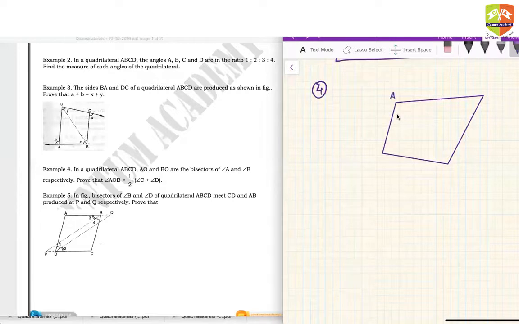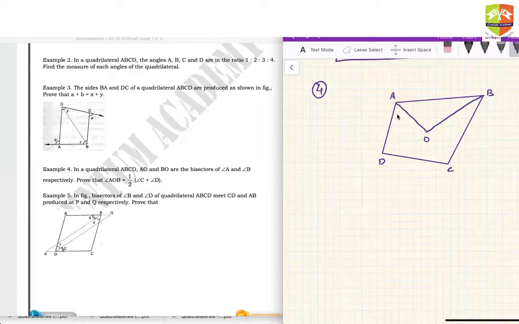Now they're saying AO and BO are bisectors of A and B. So let's say this is AO, and this is BO. Sorry. Yeah. Try to make the diagram as neat as possible.